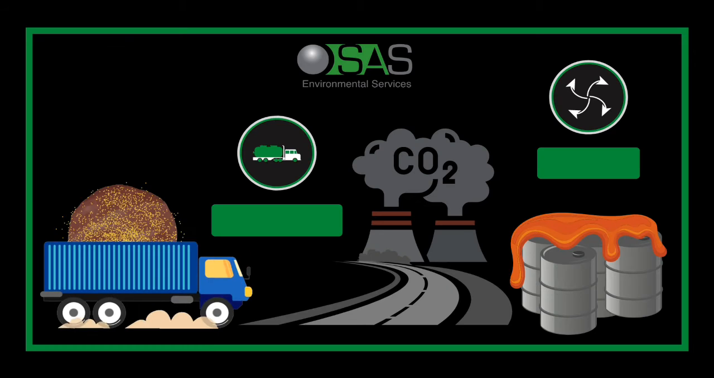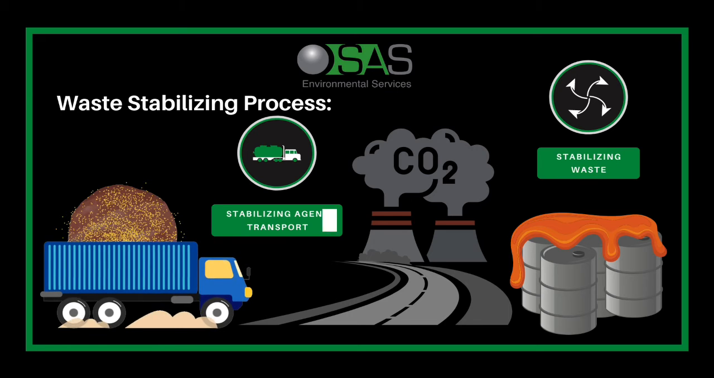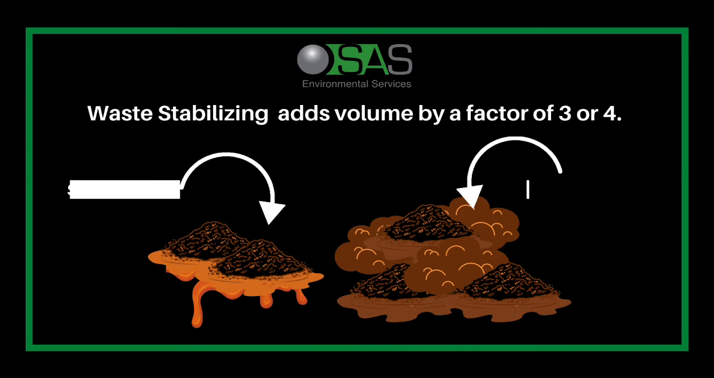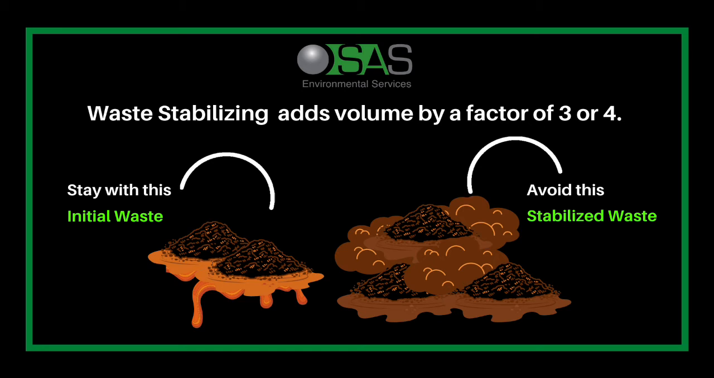Now, the stabilizing agent obviously has to be taken to the waste. It has to be mixed. This is usually a clay or maybe perhaps sawdust, depending on where you are in the world. This increases the volume of the waste, but it does turn it into a solid. Once it is a solid and there is no free liquid visible, this solid waste will have increased the total volume of the waste by a factor of 3 or 4.